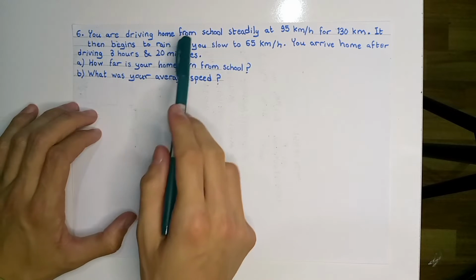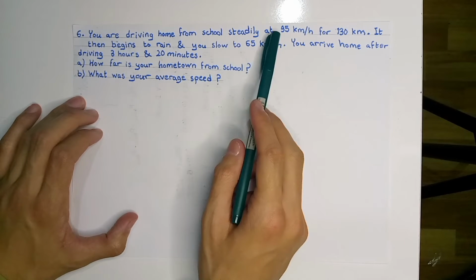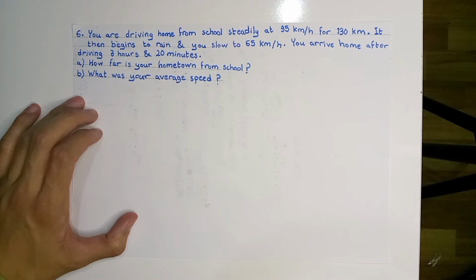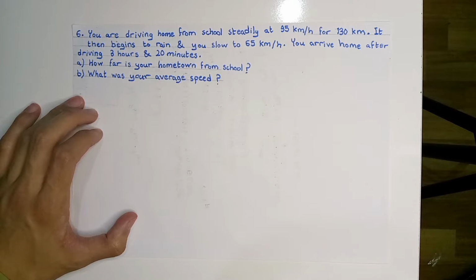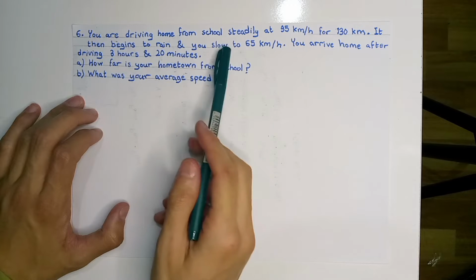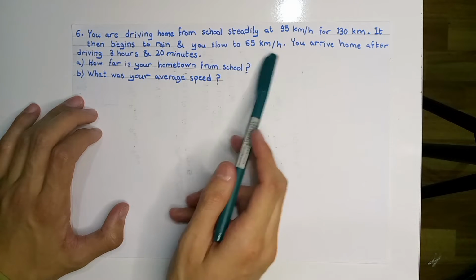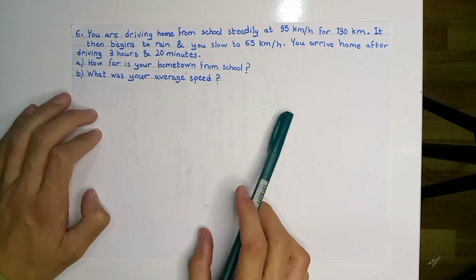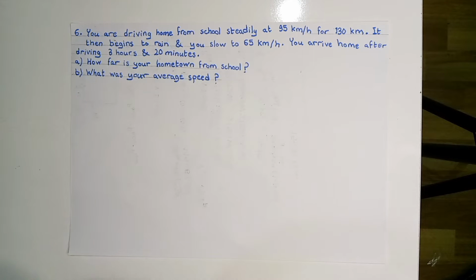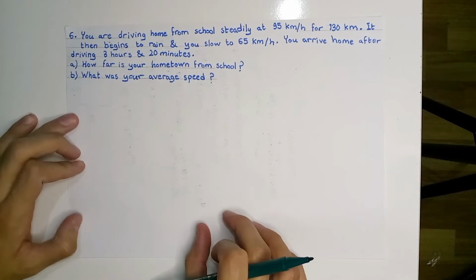You are driving home from school steadily at 95 kilometers per hour for 130 kilometers. It then begins to rain and you slow down to 65 kilometers per hour. You arrive home after driving 3 hours and 20 minutes. I will begin solving by drawing an illustrative sketch.